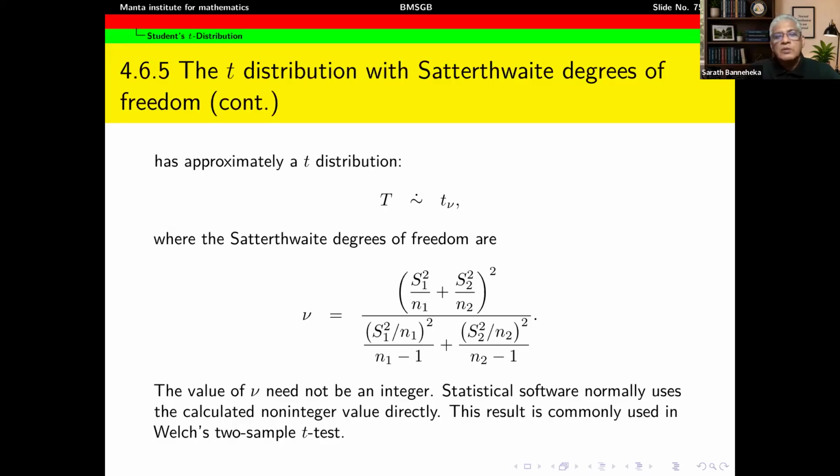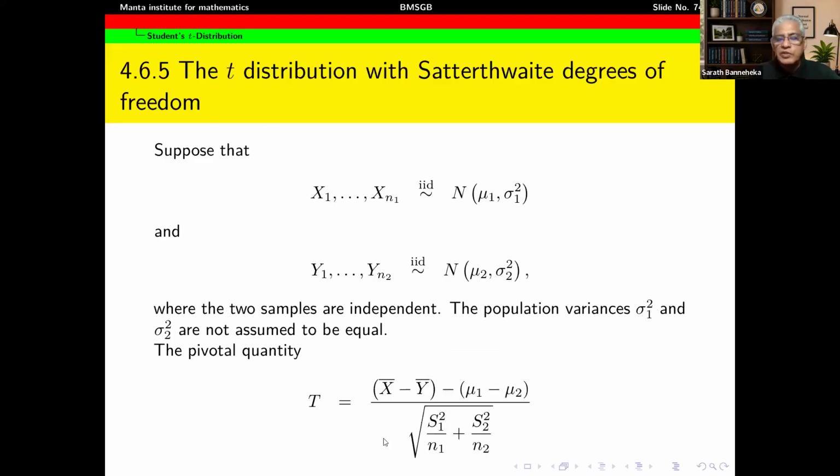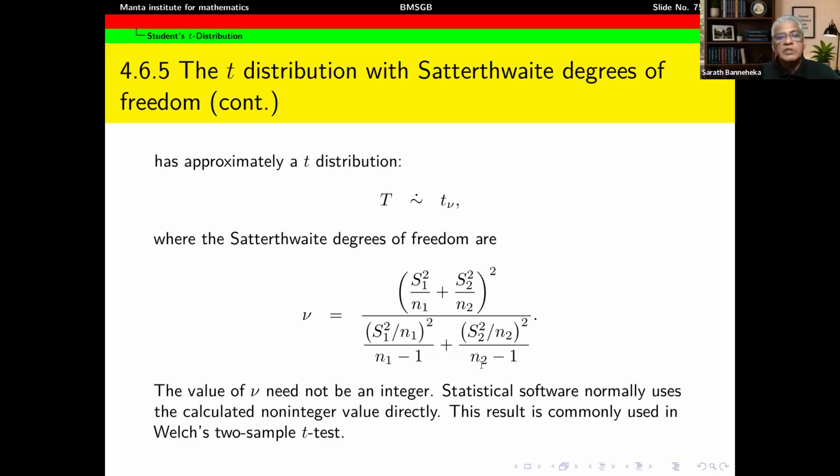So sometimes this is called the Satterthwaite T distribution. Right. So you can see again this T distribution doesn't involve any parameter. It's coming from the data. So therefore, we can still consider this as a pivotal quantity. But it doesn't have an exact T distribution. We assume that it has a T distribution with approximately the degrees of freedom given by this number. But according to the definition of the pivotal quantity, it can be considered as a pivotal quantity.